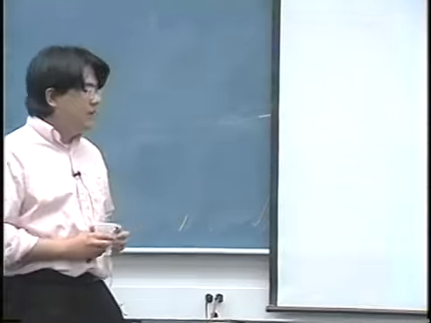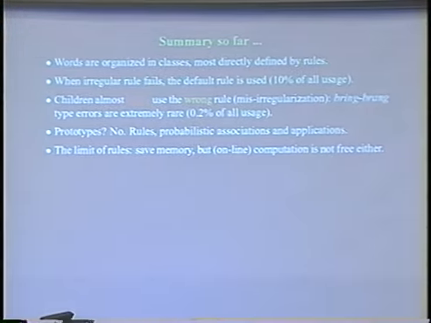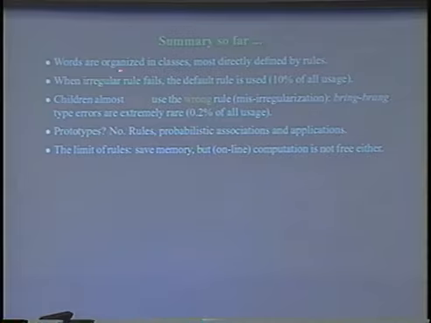Okay, summary so far. I've given you some evidence that words are indeed learned and organized in classes. I haven't told you how those classes are formed. That's the later part of the talk. A theory would have to explain these systematic patterns, however tools you choose to use, and to me the simplest way is to say that there are rules as in traditional linguistics. And of course, when an irregular rule fails, the default rule kicks in, and kids almost never use the wrong rule. So a V going to the wrong R is virtually impossible.